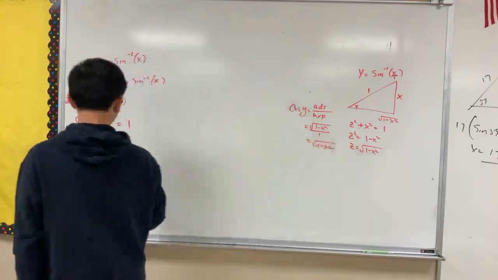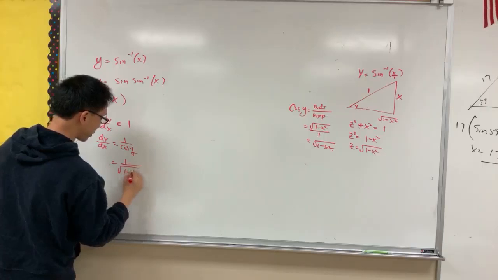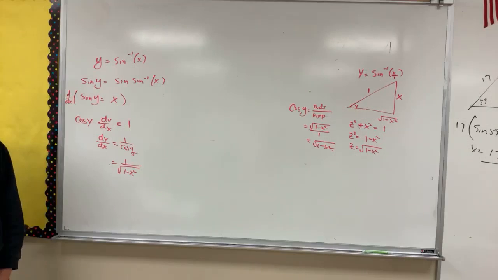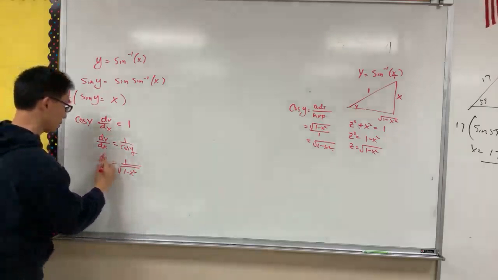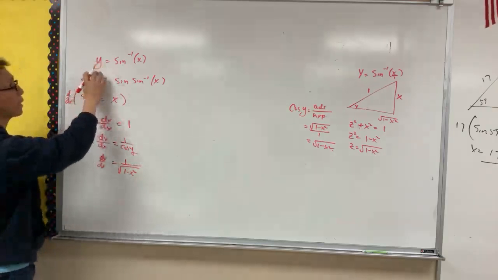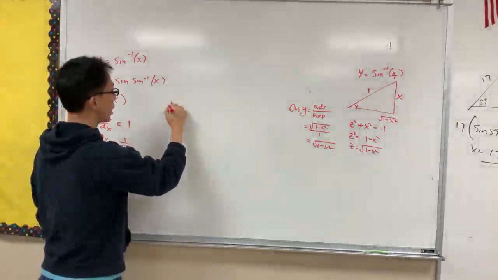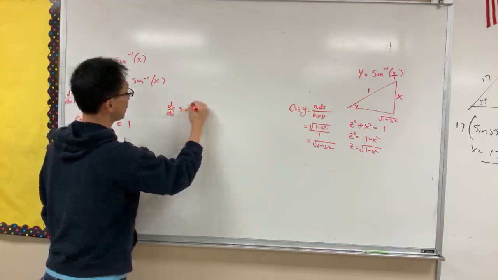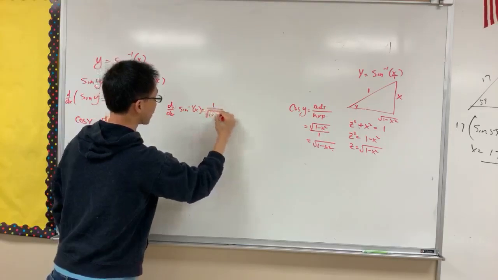So now I can say dy dx is equal to 1 over the square root of 1 minus x squared. Okay, so now you know dy dx. So the derivative with respect to x of sine inverse of x is equal to 1 over the square root of 1 minus x squared.